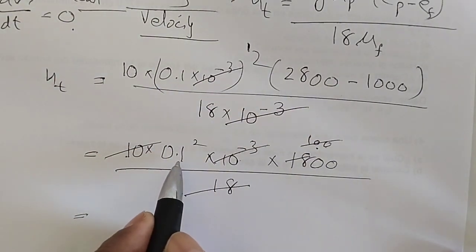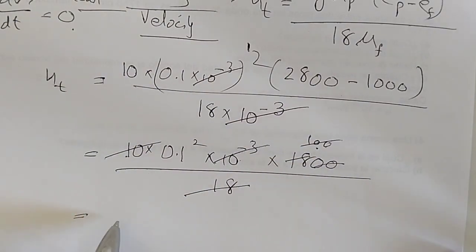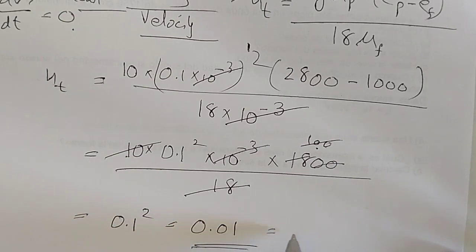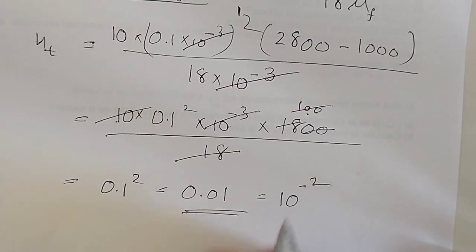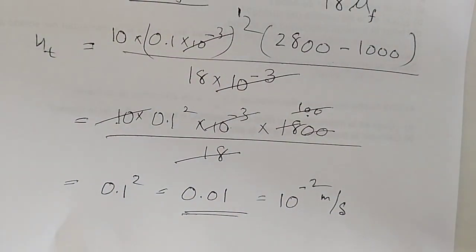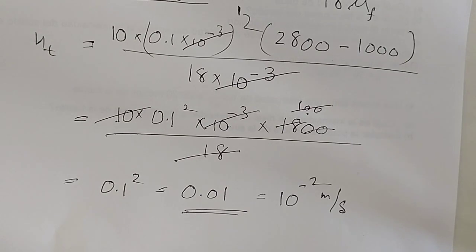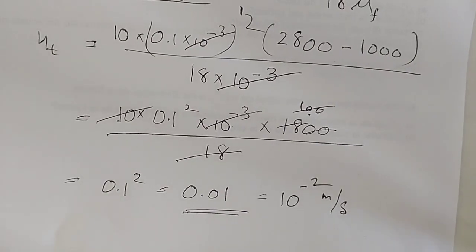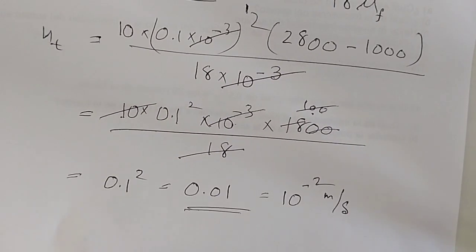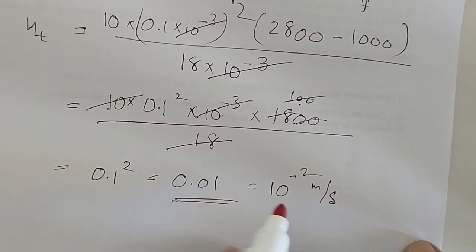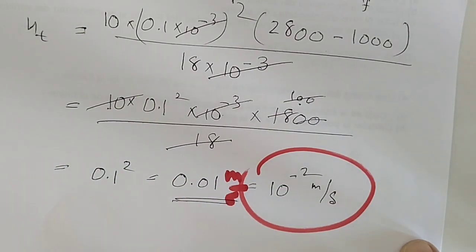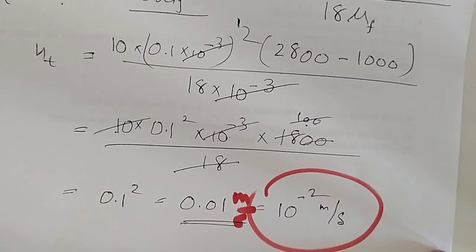So this also gets cancelled, leaving 0.1 square. So 0.1 square is 0.01. So 0.01, or 10 raised to minus 2 meter per second, is the answer. I guess I didn't mention options, or maybe options were not given, but of course it doesn't matter. The answer is 0.01 meter per second, or 10 raised to minus 2 meter per second. So this is the terminal settling velocity.